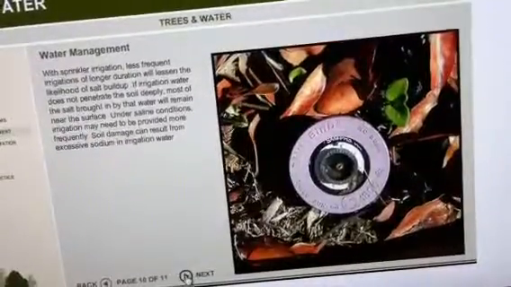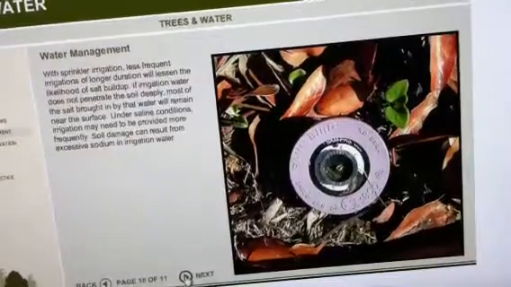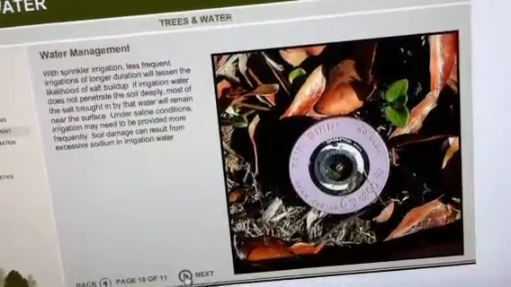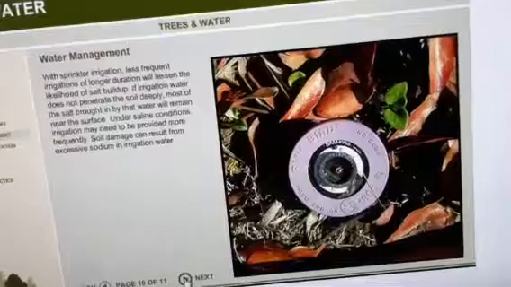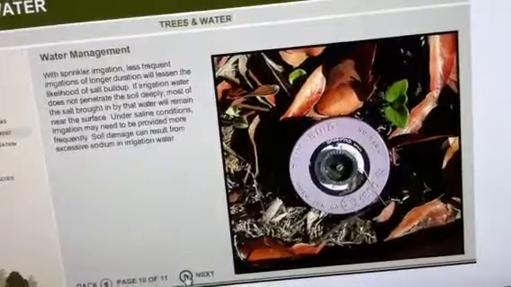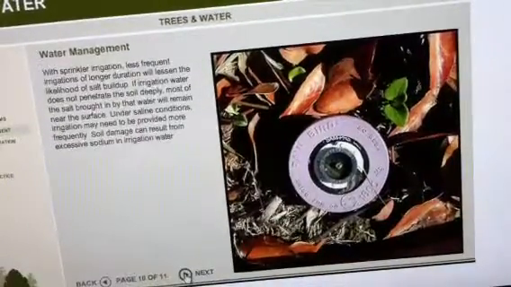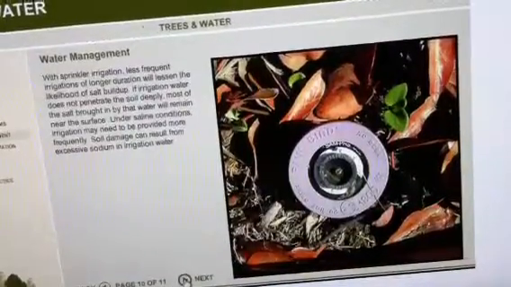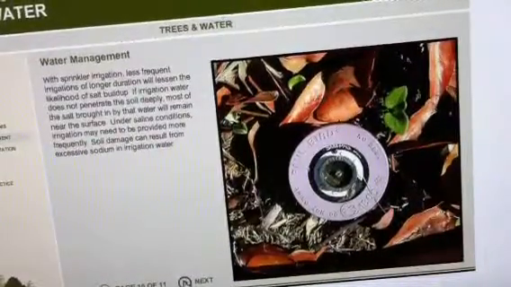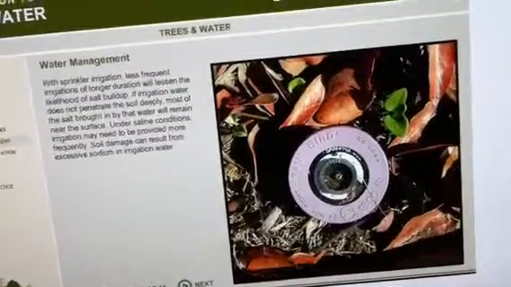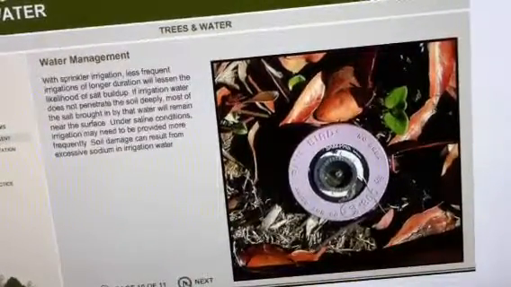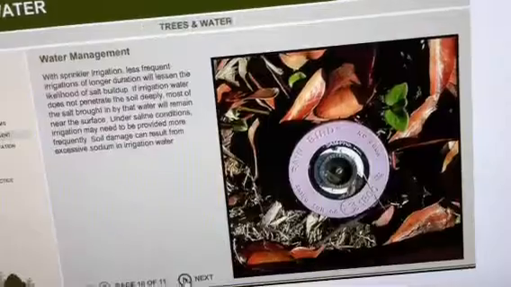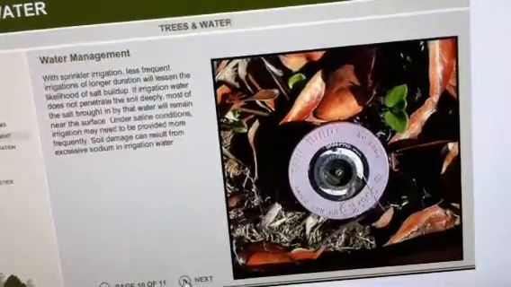With sprinkler irrigation, less frequent irrigations of longer duration will lessen the likelihood of salt buildup. If irrigation water does not penetrate the soil deeply, most of the salt brought in by that water will remain near the surface. Under saline conditions, irrigation may need to be provided more frequently. Soil damage can result from excessive sodium in irrigation water.